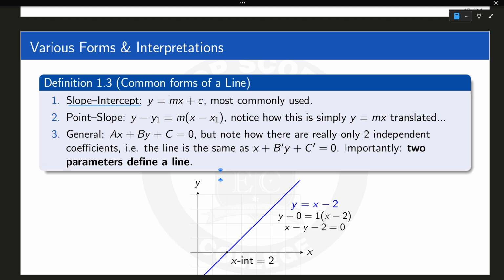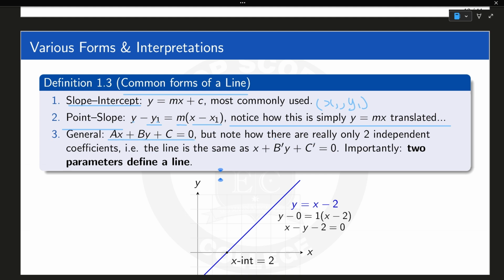But there are also a few other common forms given for a line. The most important one is the point-slope form, which is written as follows: y minus y1 equals m times (x minus x1), where (x1, y1) is a point on this line. Notice how this is simply y equals mx translated to the right by x1 units and up by y1 units. Thirdly, the general form can be written as ax plus by plus c equals 0.